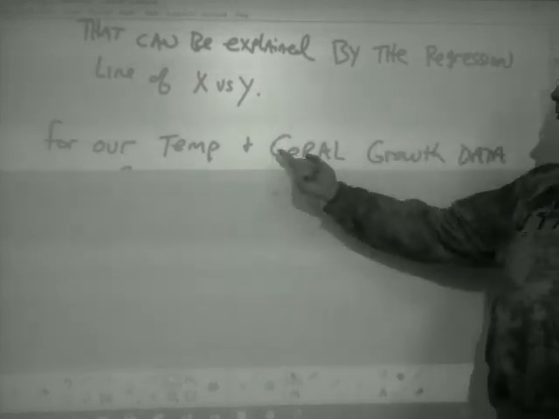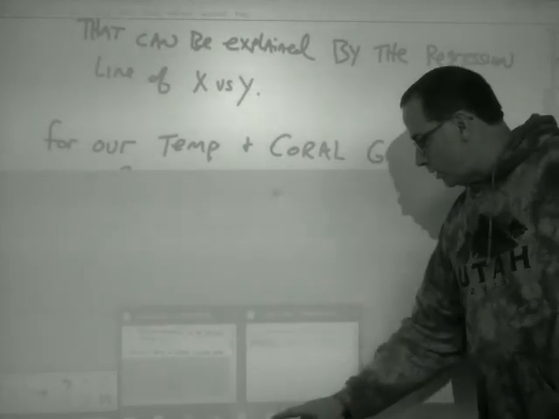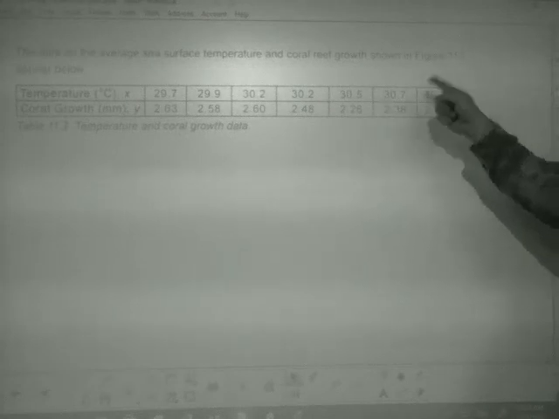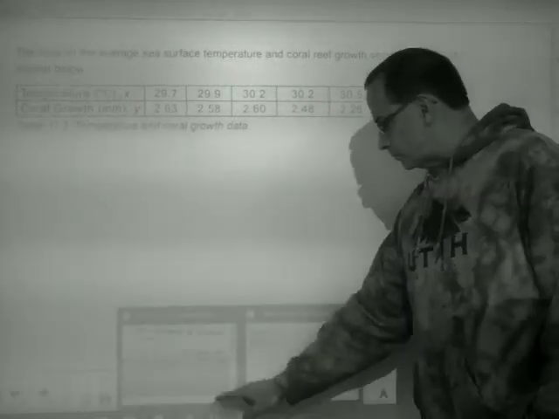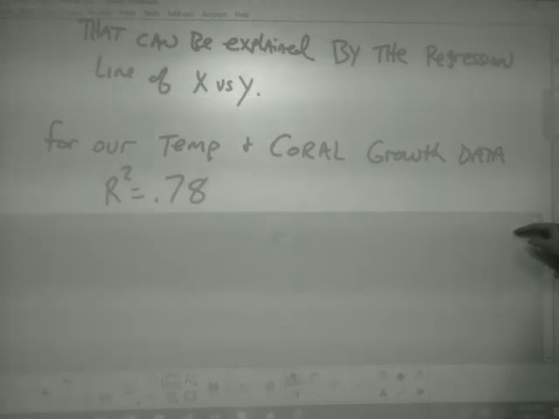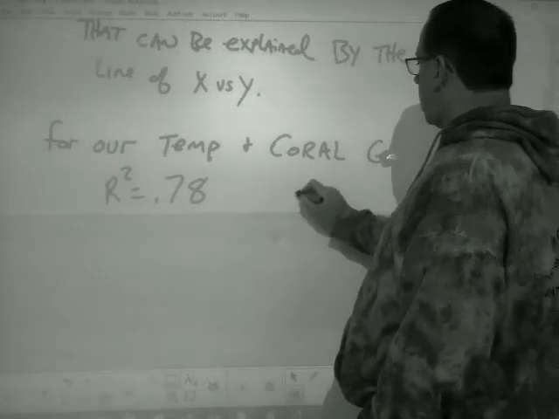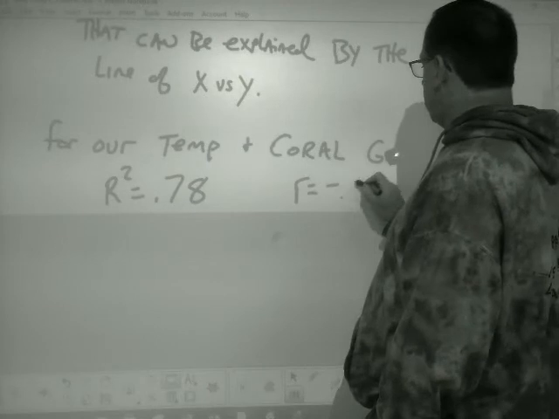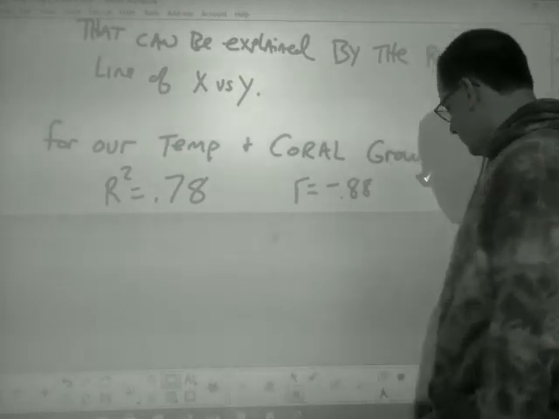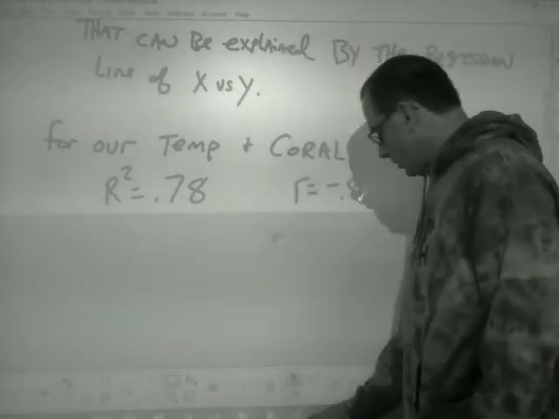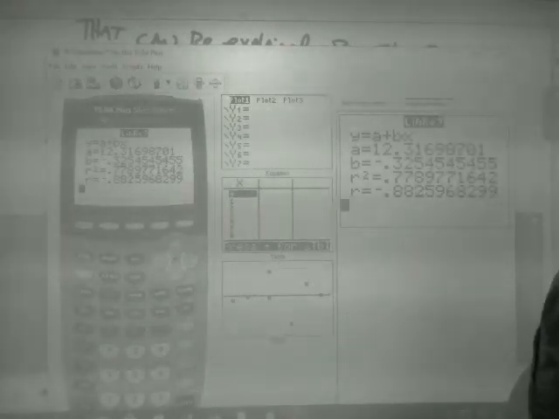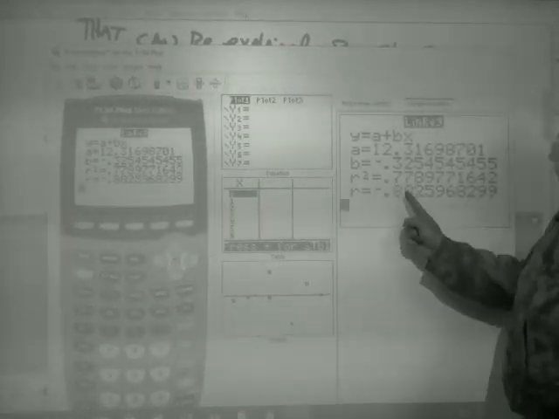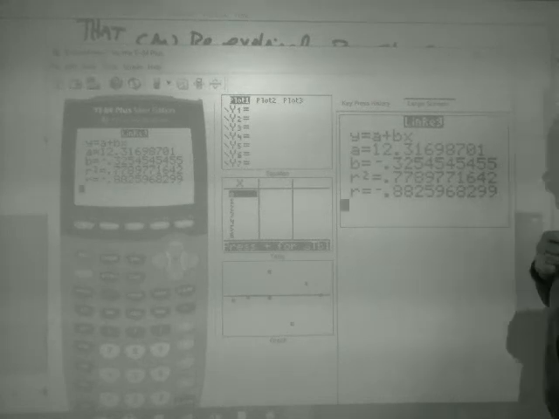So let's use this. Do you remember we were doing the problem with temperature and coral growth? So what do we have? We have an r squared of 0.78. If you remember, r was equal to negative 0.88, I believe. Let's check my calculator here real quick. Yep, negative 0.88 was the r value. So r squared was 0.78.